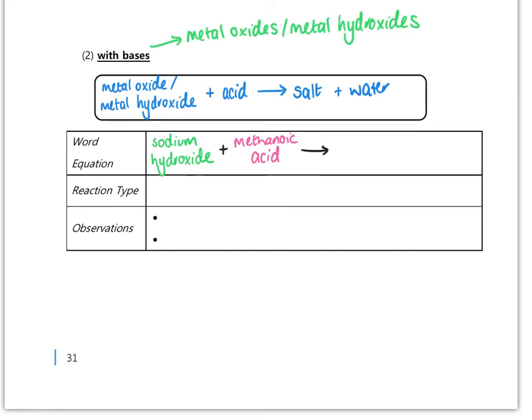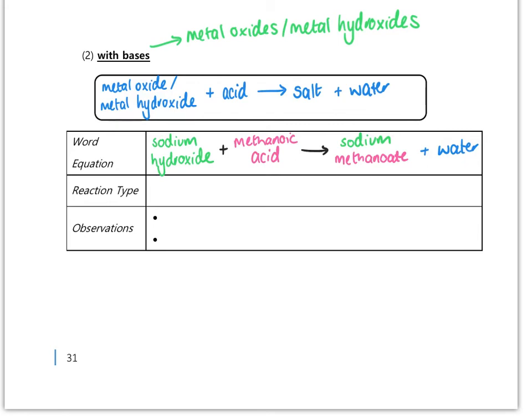Well, the first name comes from the metal, and then we just forget about the hydroxide part. So the first name is going to be sodium. The second part comes from the acid, and methanoic acid will change to methanoate. And then our other product is going to be water. So not hydrogen this time, but water, because we've got a metal oxide or metal hydroxide here.